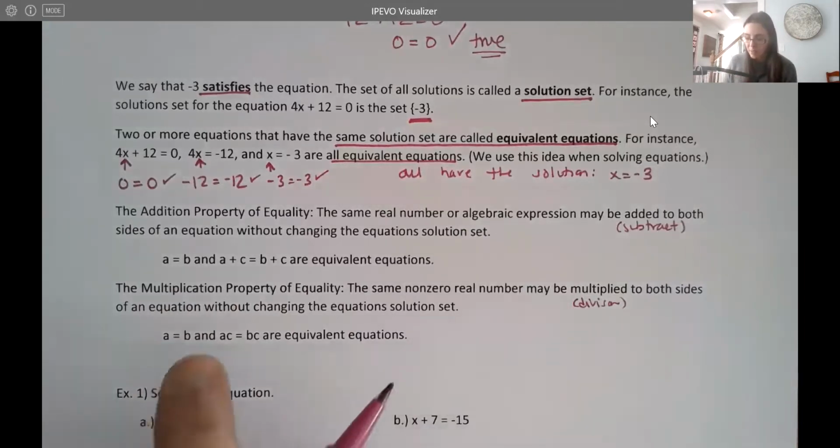So basically what it says is it's okay to pretty much do whatever you want to one side as long as you do the same thing to the other side. And that keeps it all balanced. So we can add or subtract on the same side. We can multiply or divide. Again, same thing to both sides.